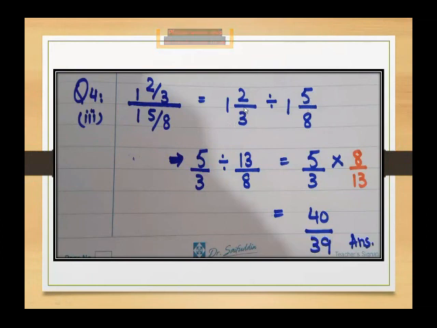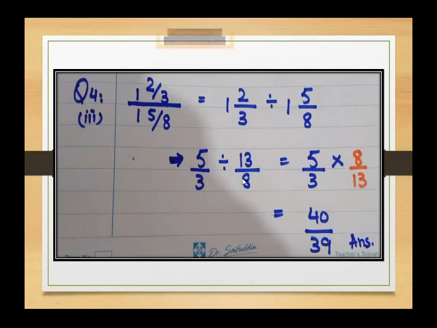Now convert these mixed numbers into improper fractions by multiplying and adding. 3 ones are 3 plus 2 is 5 upon 3. 8 ones are 8, and when you add 5 to it, you get 13, 8 plus 5 is 13, so 13 upon 8. After converting the mixed numbers into improper fractions, the expression becomes 5 upon 3 divided by 13 upon 8.